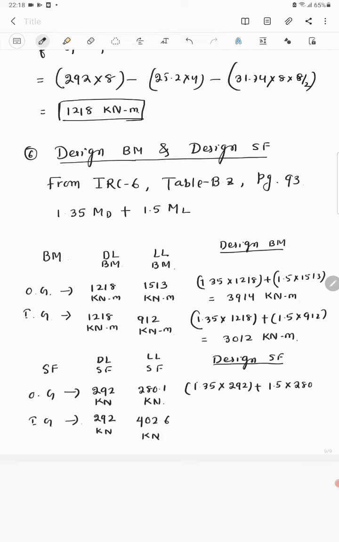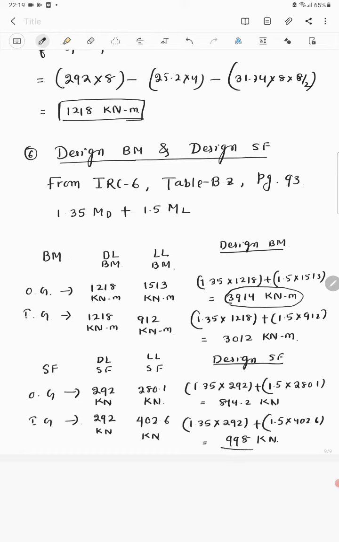One point five times live load. So this is equal to 814.2 kilonewton. Similarly, this is 1.35 times 292 plus 1.5 times 402.6, which is equal to 998 kilonewton. So we can see here, out of these two, this is the maximum, and out of these two, this is the maximum. So while designing, we have to consider the design bending moment of the outer girder, and for shear we will check for the inner girder.